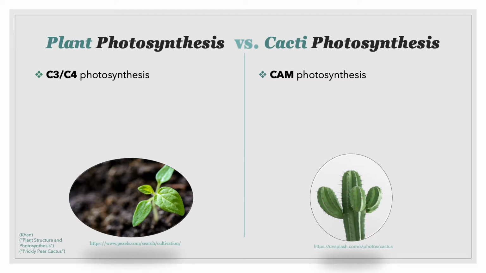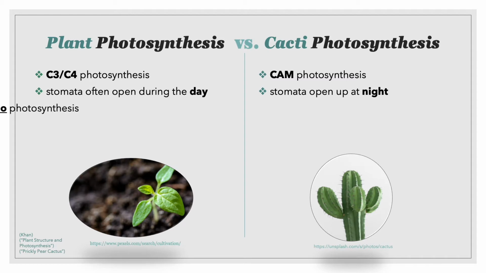CAM photosynthesis takes in carbon dioxide at night, as opposed to plants, which often take in carbon dioxide during the day. So, stomata in plant photosynthesis open up during the day, whereas the stomata in cacti or CAM photosynthesis have the unique characteristic of only opening up during the night to take in carbon dioxide. Thus, the key difference between plant and cacti photosynthesis is the timing of their photosynthesis.